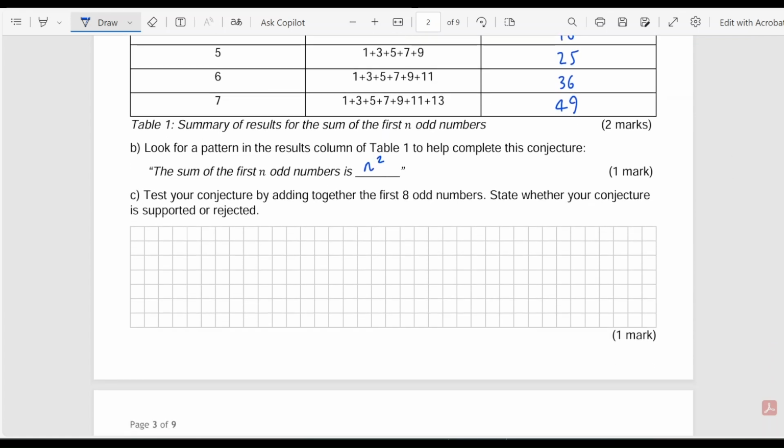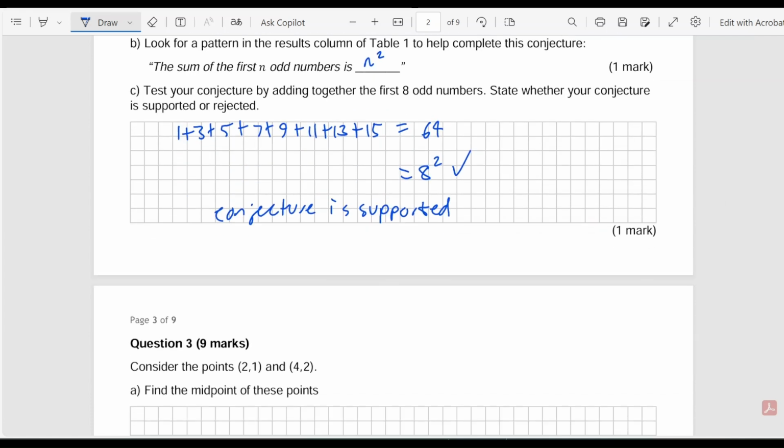All right, test your conjecture by adding together the first 8 odd numbers. So that would be 1 plus 3 plus 5 plus 7 plus 9 plus 11 plus 13 plus 15. That is going to give you, and you can work it out, 64, which is 8 squared. So conjecture is supported. We're very happy about that.